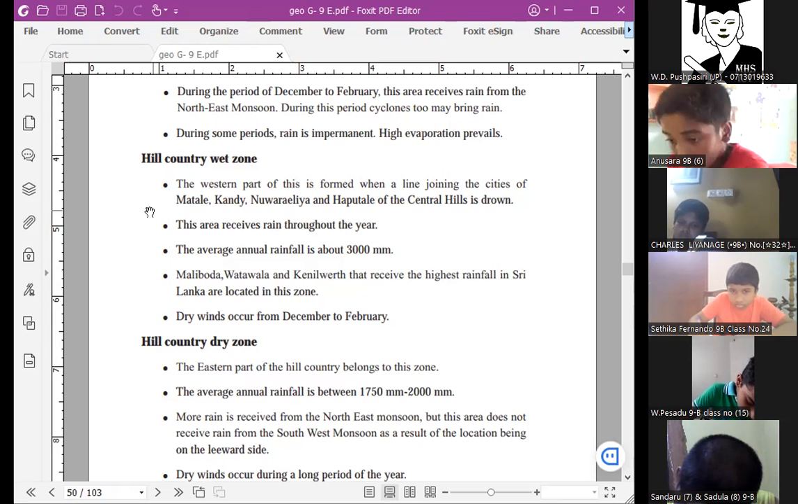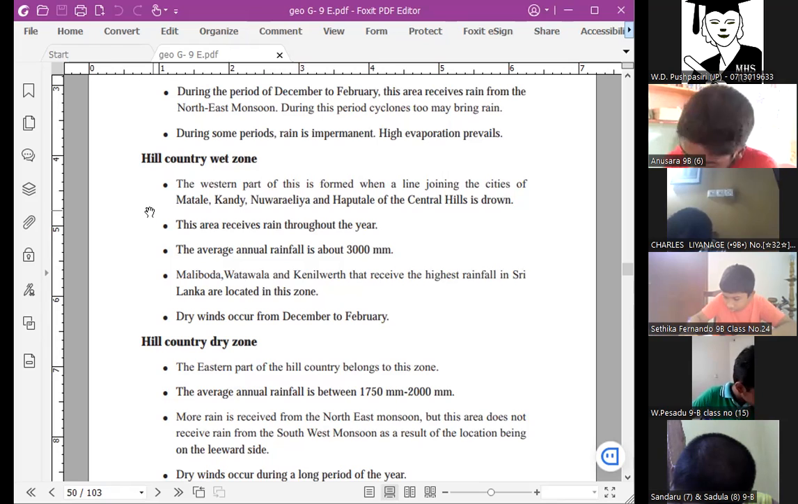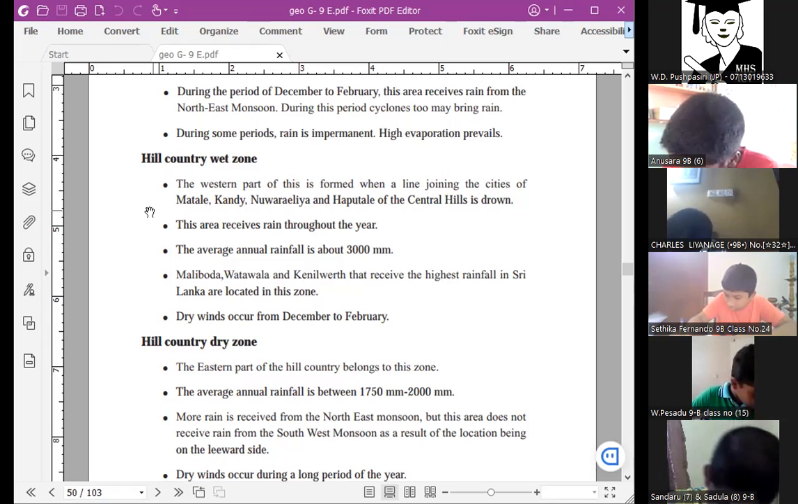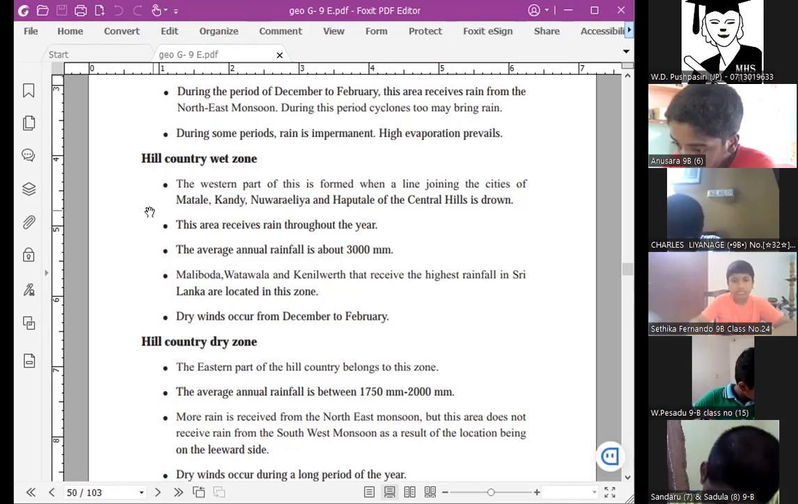Sir, can you tell the first point again, please? The first point is where it is located. I mean, just write down the area, right? Sir, there is no exact place mentioned. No, there is, in the book.